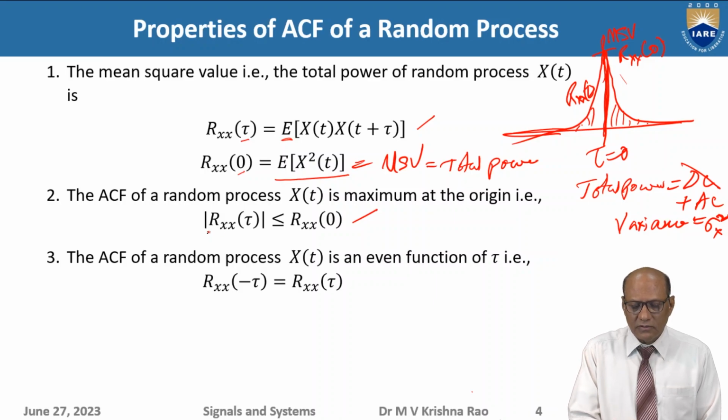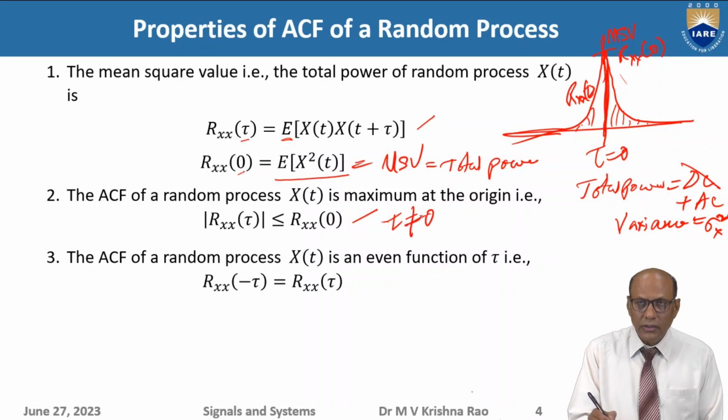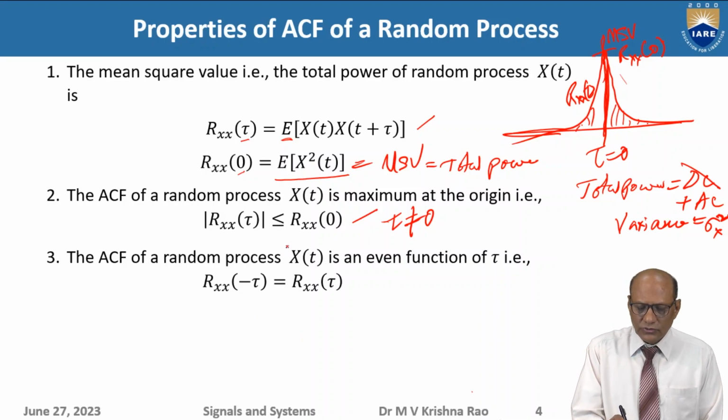So for that you have to take the modulus of that one. Okay. So the absolute value of this is the absolute value of the autocorrelation at tau. That means any tau. Here tau, I should say, is not equal to 0. So here 0 is there. Of course, here the equal to sign is also there.